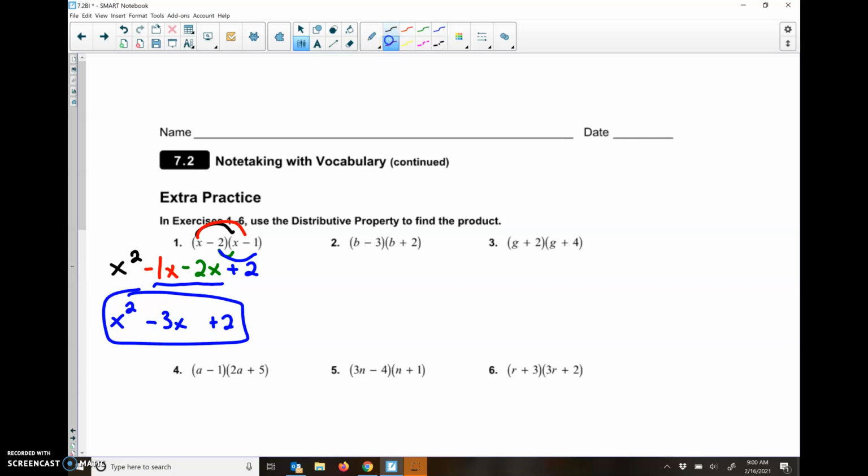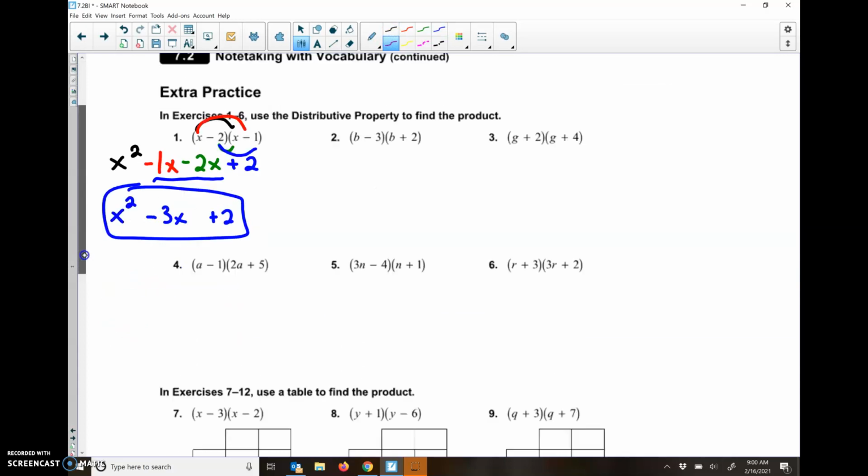Let's go down to like number 5 and try that one. Okay, so same thing. So first, 3n and n make 3n squared. 3n and 1 just make a +3n. Then I do my inside. That gives me a -4n. And then I do the last. That gives me a -4.